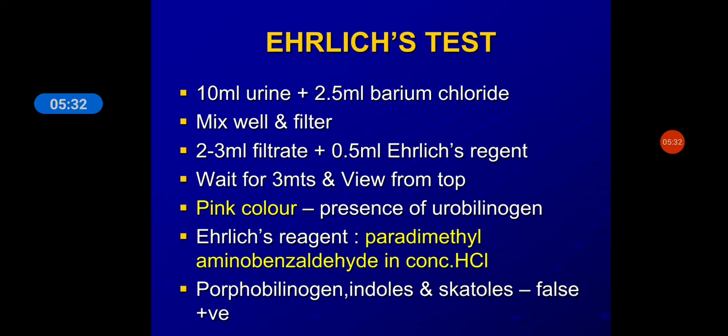Here the procedure is you add 10 ml of urine, to that you add 2.5 ml of barium chloride. You mix well, filter it, and to the filtrate you add Ehrlich's reagent. Then you observe it from the top. Ideally you are supposed to get a pink color that indicates there is urobilinogen. There are some causes of false positive. One is porphobilinogen, and then you can have indoles or skatoles. These are the conditions where you can get false positive tests.